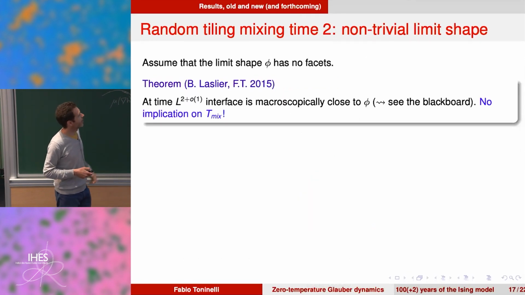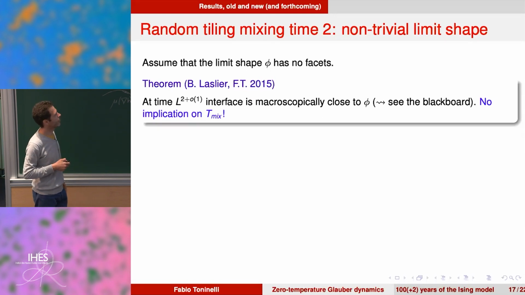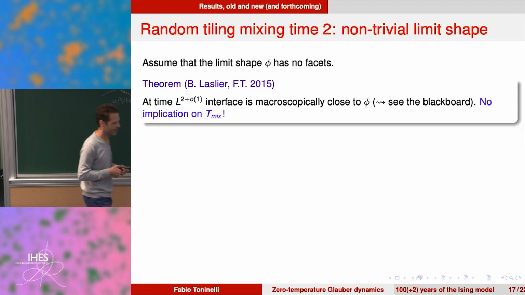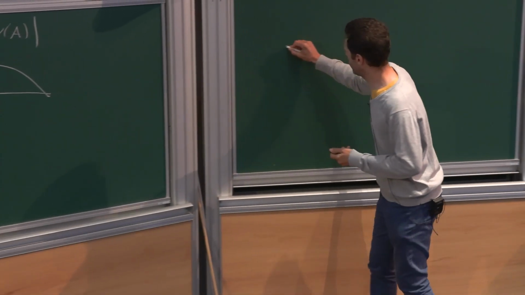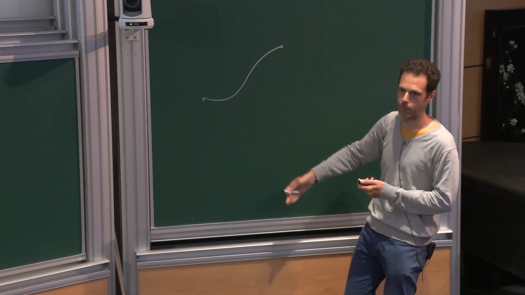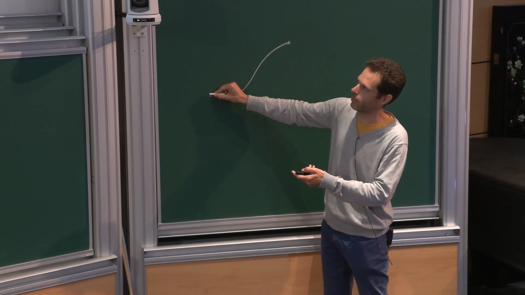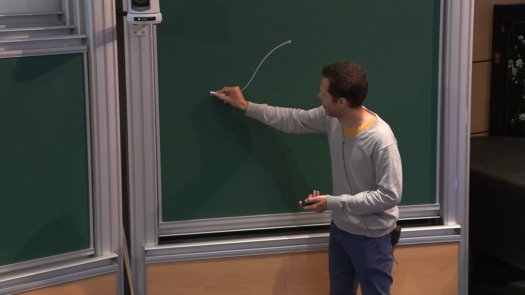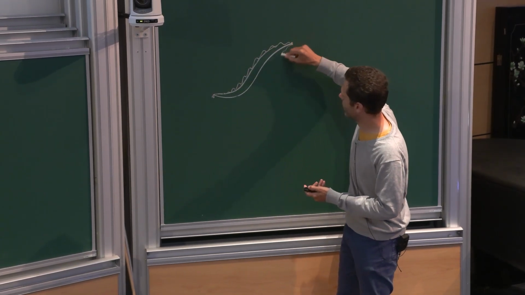Then something I got with Benoit Laslier, who is here, a few years later, is that we could go beyond this assumption that the limit shape is affine, but we couldn't get really the result we wanted. What we could prove is that you're in a situation where your limit shape is curved. You have to imagine this is a section of the limit shape. If you wait a time of the correct order, like L to the 2 plus a little bit more, the height function will be typically very close to the equilibrium shape.